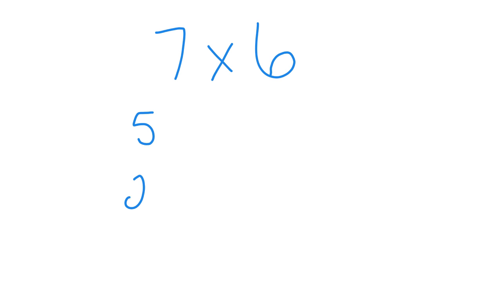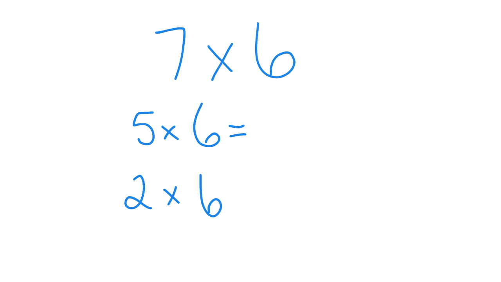Let's try this strategy now with a different problem. Let's try 7 times 6. So again, what we're going to do is we're going to break the 7 up into 5 and 2. And then we're going to multiply both of those numbers by the other number, which is 6. So 5 times 6 and 2 times 6.